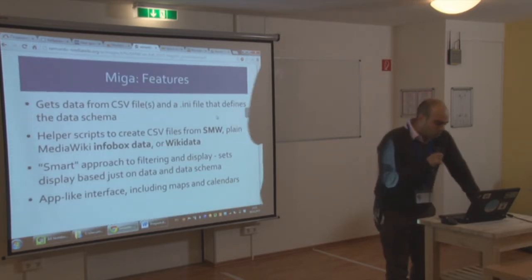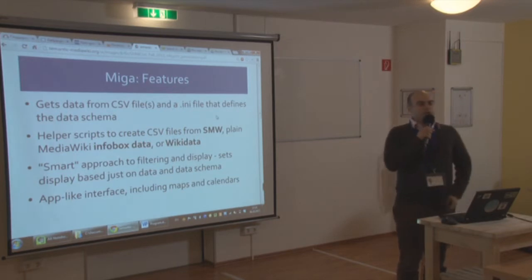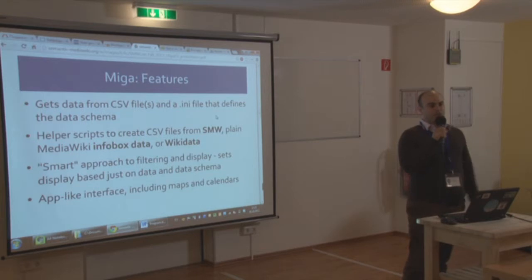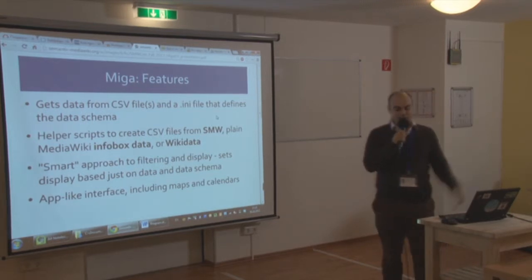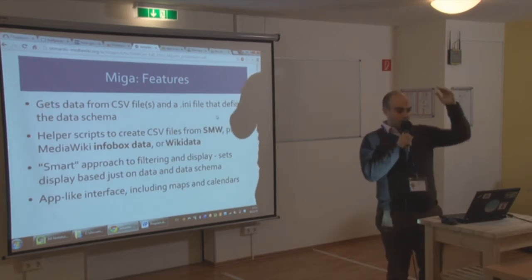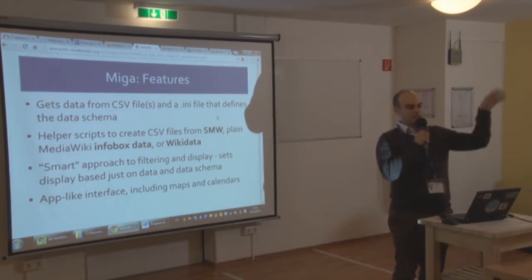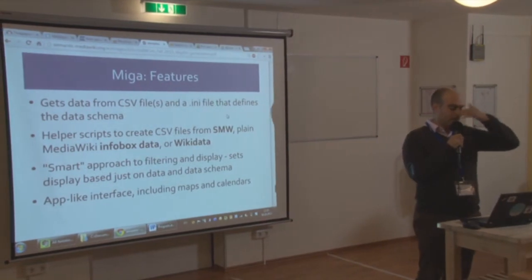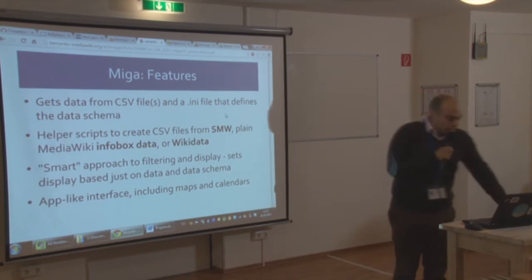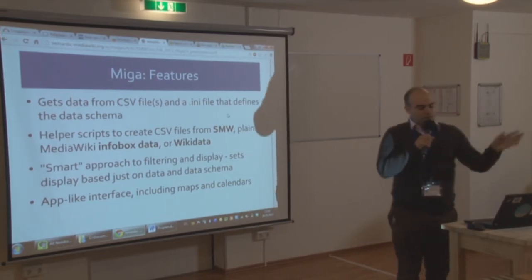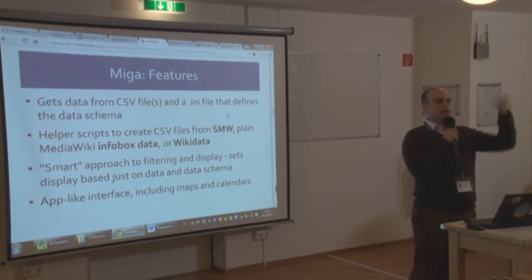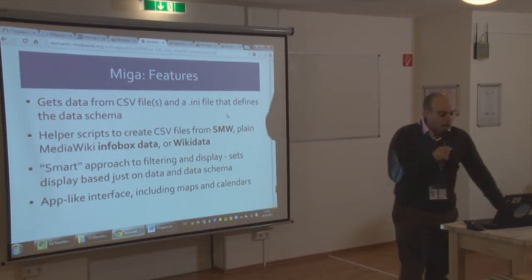So, what is it? In short, you set up a bunch of CSV files containing your data, and those can be imported from spreadsheets or databases or wikis or what have you. And then you have a very small .ini file where you explain this column is this, this column is this, and I'll show you what that means later. But it's very lightweight, and that's it. It also comes with some helper scripts to create the CSV files in the first place if you're trying to extract the data from Wikipedia or Wikidata or what have you.